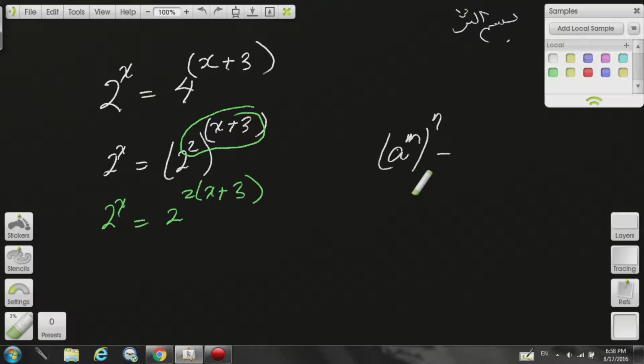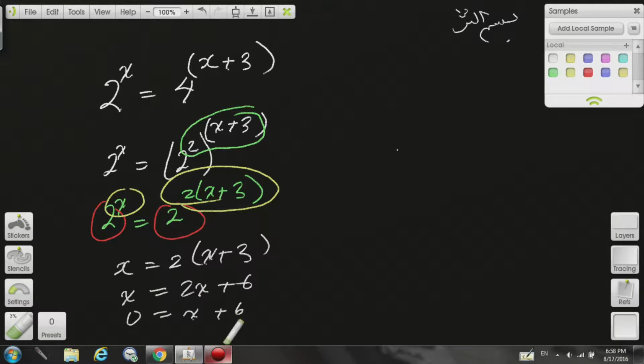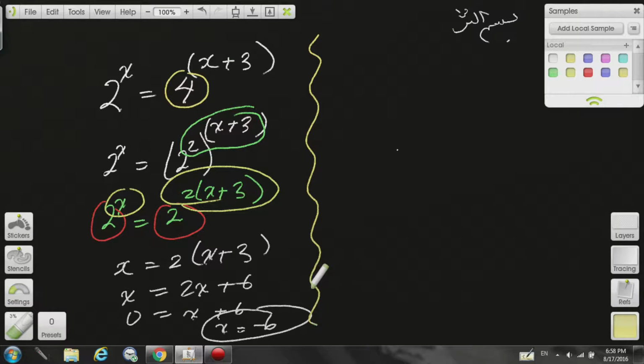So now we have the bases that are the same, 2 and 2. If the bases are the same, then the exponents must be equal. So now we have x equals 2 times the quantity x plus 3. Let's distribute: 2x plus 6, right? Bring the x here, and x is going to equal negative 6 if I did the math correctly, right? So in this case, the bases were not the same, but we made them the same, and that worked out quite well for us.